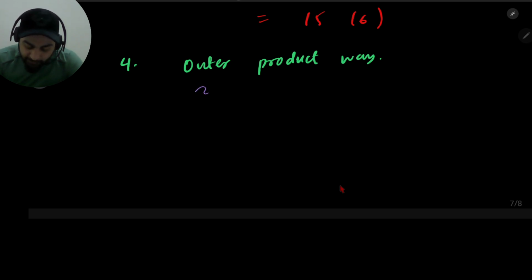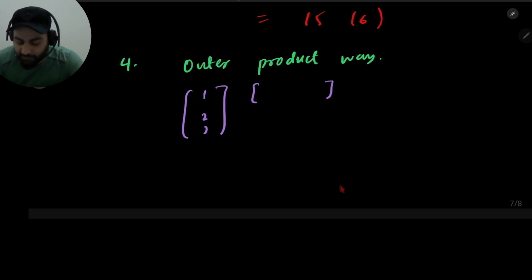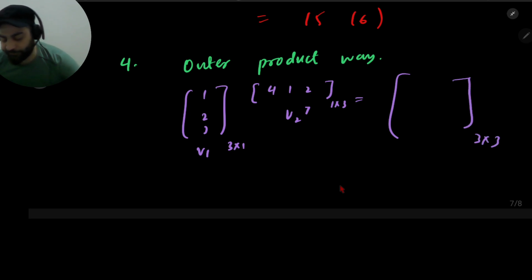Let's suppose we have a vector 1 2 3, this is basically vector v1, and we have this v2 transpose. We'll transpose this vector, so it will be 4 1 2. You know that this vector's dimensions are 3 cross 1, and this is 1 cross 3. So you will get a full-fledged matrix of 3 cross 3 from here.